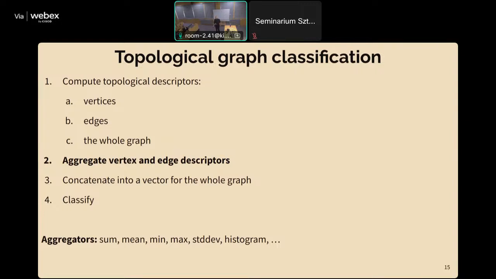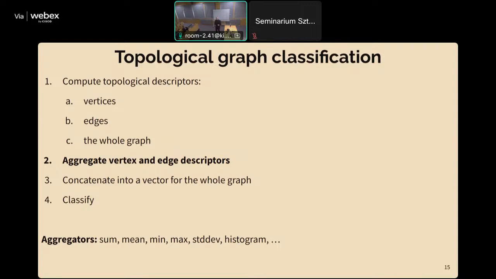Actually, the Wiener index is a nice example, because the Wiener index is the sum of shortest path lengths. So it creates a single float, or a single number, from the whole array of lengths of shortest paths. And there are many different aggregators. They are usually very, very simple: mean, minimum, maximum, standard deviation, or whole histograms. They are very simple statistical aggregators.